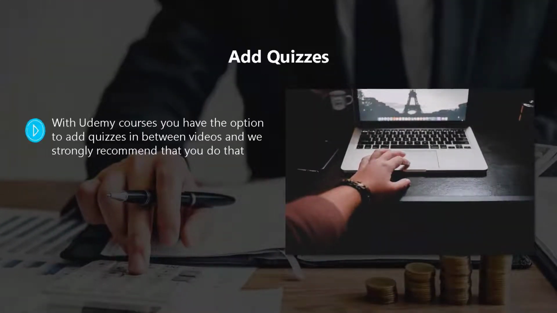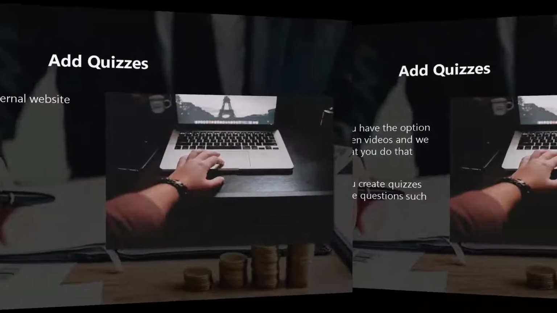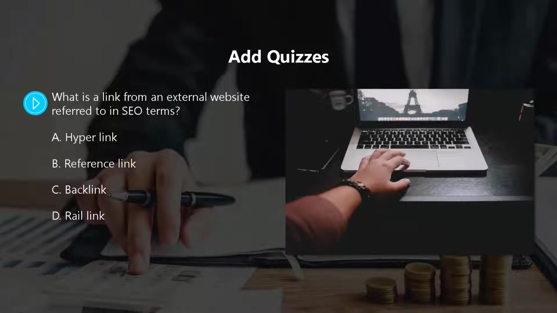Add quizzes. With Udemy courses, you have the option to add quizzes in between videos, and we strongly recommend that you do that. When a student participates in a quiz, it is a great way to make an assessment of how well they are doing. We recommend that you create quizzes that have multiple choice questions, such as, what is a link from an external website referred to in SEO terms? A. Hyperlink. B. Reference link. C. Backlink. D. Rail link.